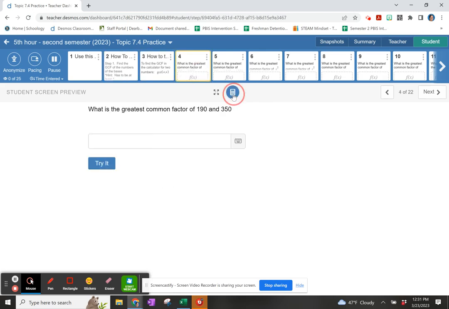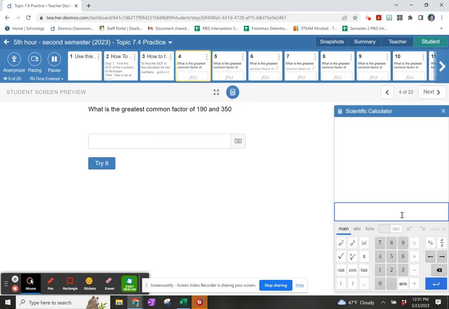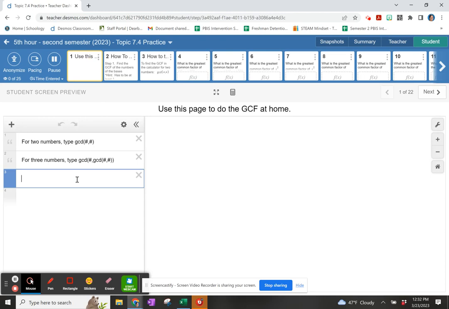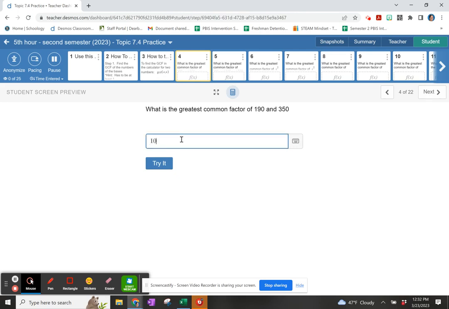Actually, let me see if it works here. GCD, which it does, 190, comma 350. Nope, it doesn't. That's a bummer. So you can copy and paste it. If you go back to slide 1, there we are. It will tell you that it's 10. So the greatest common factor of 190 and 350 is 10.